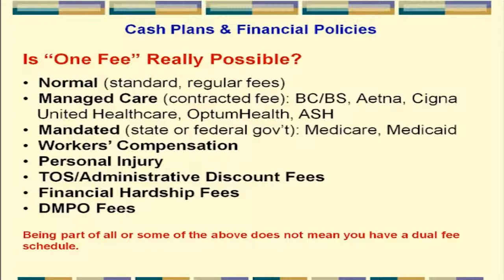Now you go and network with Blue Cross Blue Shield, Optum Health, American Specialty Health, Aetna, Cigna, United Healthcare, and they say, well, we're going to pay you $30. Well, my normal fee is $50. Well, sorry, we're going to pay you $30. Well, you have to write off $20. You don't have a choice.